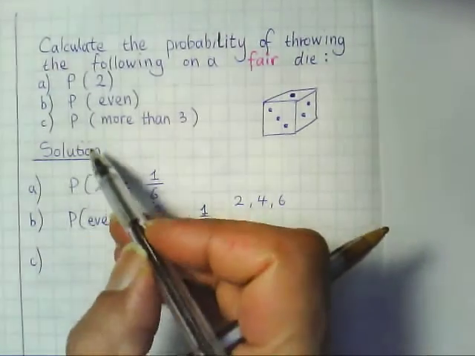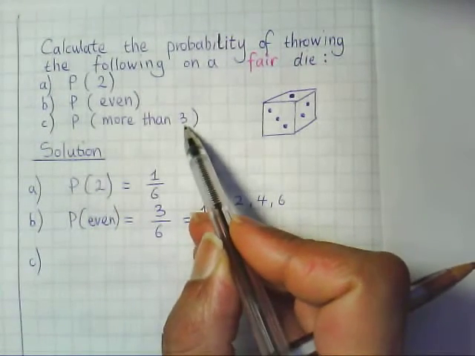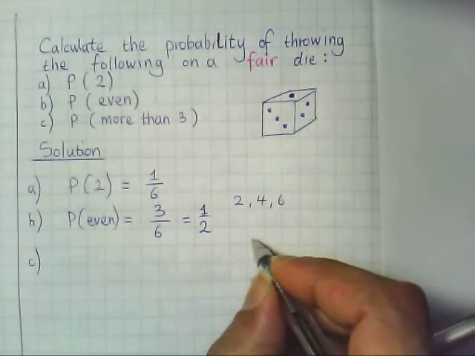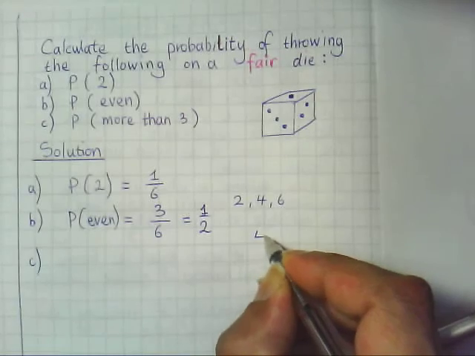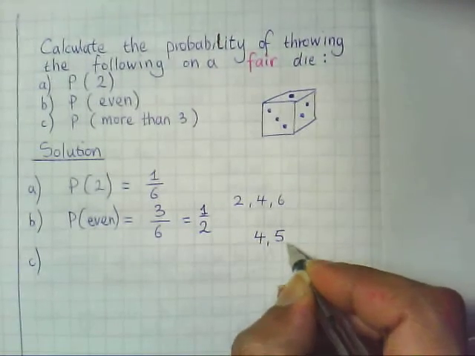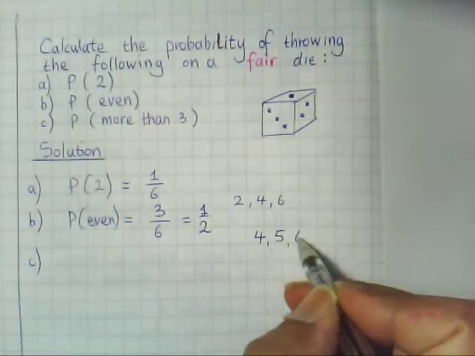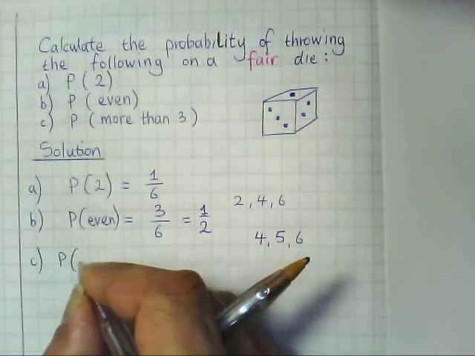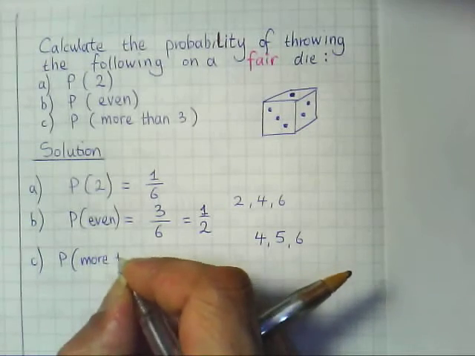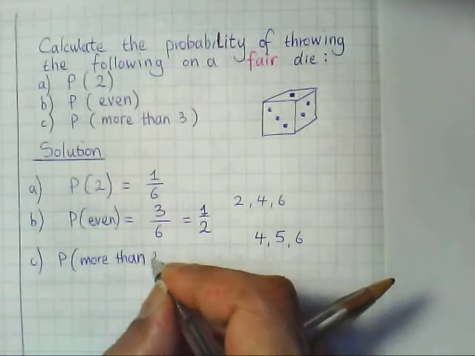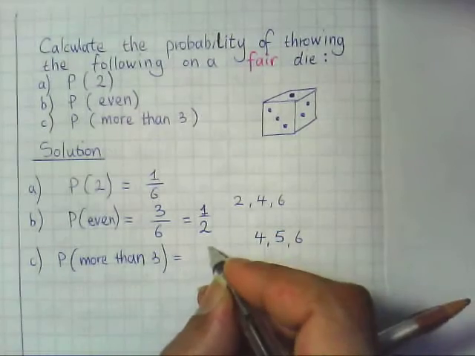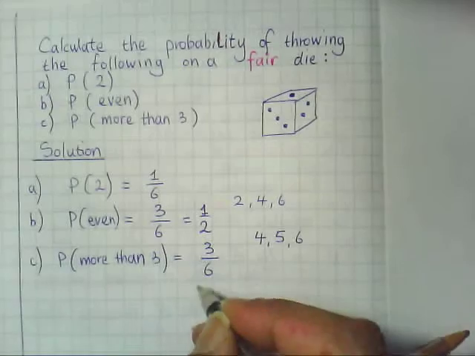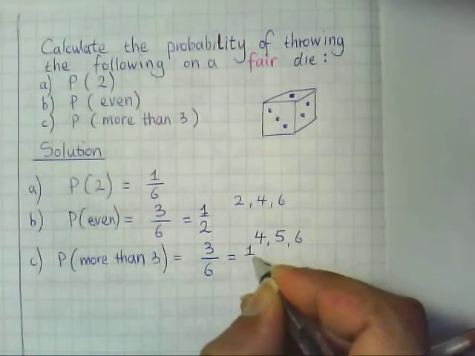And the probability of C, the probability of obtaining more than a 3 when you throw a fair die, well, that would mean you could obtain, say, a 4, a 5, or a 6. Well, there are only 3 possible outcomes there, so that would mean the probability of more than 3 is 3 possible outcomes, that would be the numerator, and the total number of all outcomes is 6 faces. So this again would be a half.